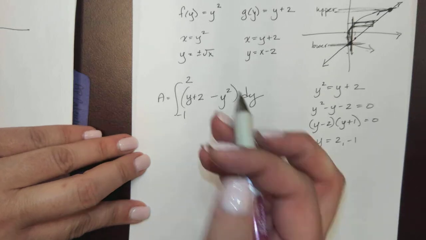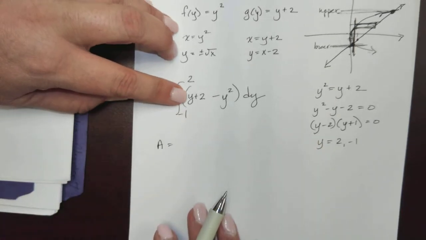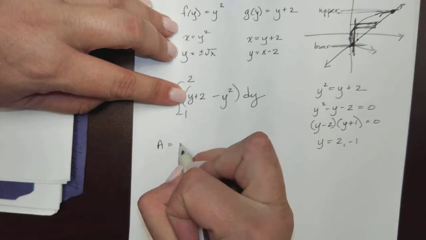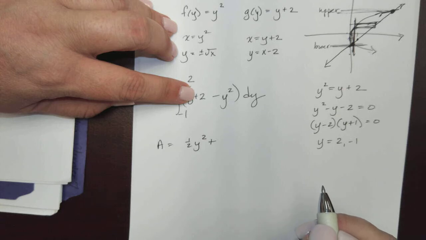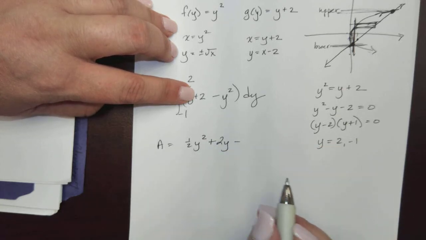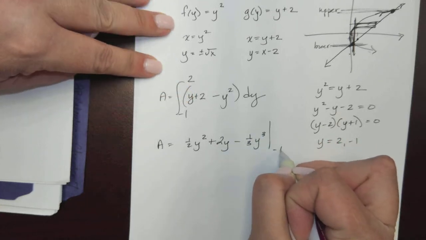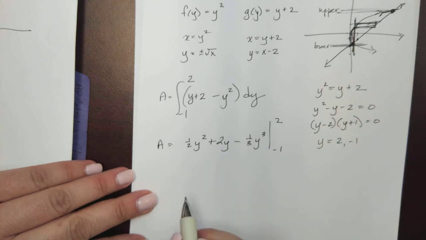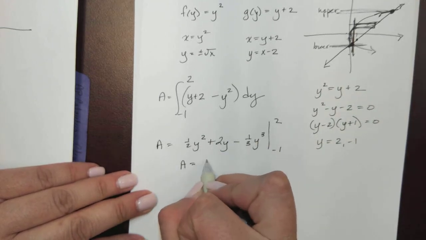Okay, so my area is going to be, now we integrate, the integral of y is 1/2 y squared, plus 2y, minus 1/3 y cubed, evaluated from negative 1 to 2. I'm going to spare you the fractions. Area equals 9/2.